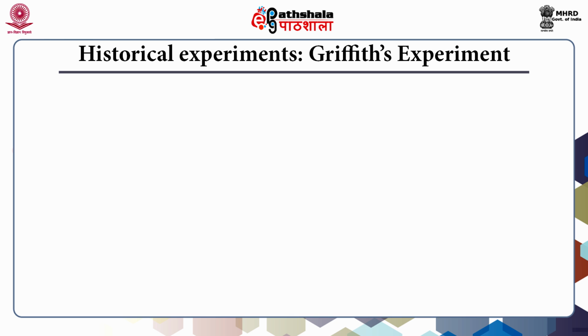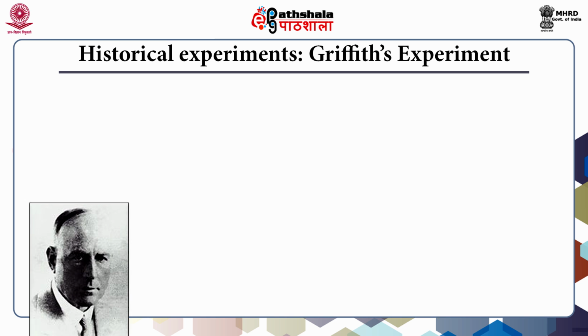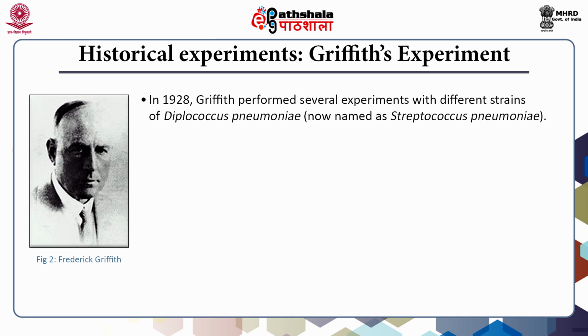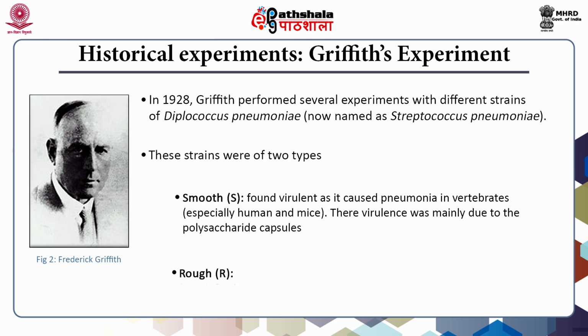In the year 1928, Frederick Griffith, who was a medical officer in the British Ministry of Health, performed several experiments with different strains of Diplococcus pneumoniae, now known as Streptococcus pneumoniae. These strains were of two types, smooth, the S, and the rough, the R. The smooth cells were found virulent, that is infectious, as they caused pneumonia in vertebrates, especially humans and mice.